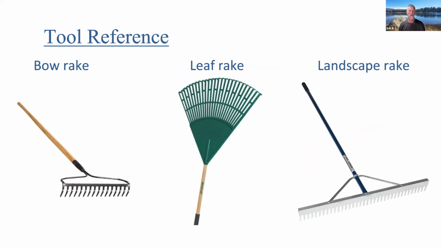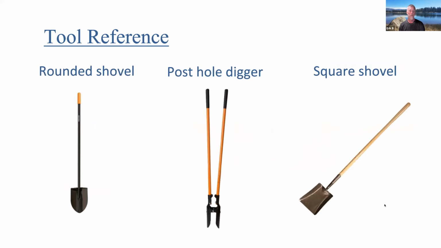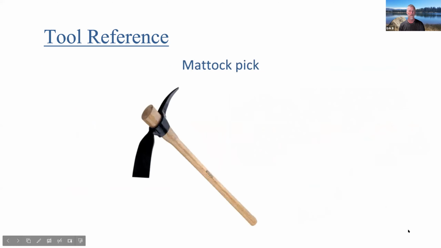Rakes. Wow, you guys know what rakes are. We're going to move on. Spade, trenching shovel. So those shovels are super good, not just for trenches, but for digging little 1-gallon holes and 5-gallon holes in your garden. Sometimes I find these big shovels dig too big of a hole. You can also use a post hole digger if you really want to. Square shovel, awesome. Matic, pick.